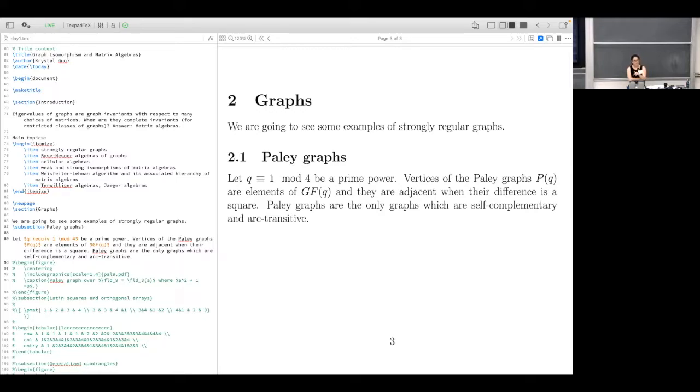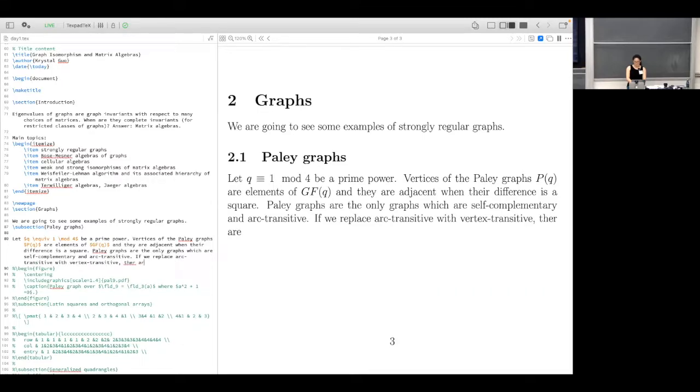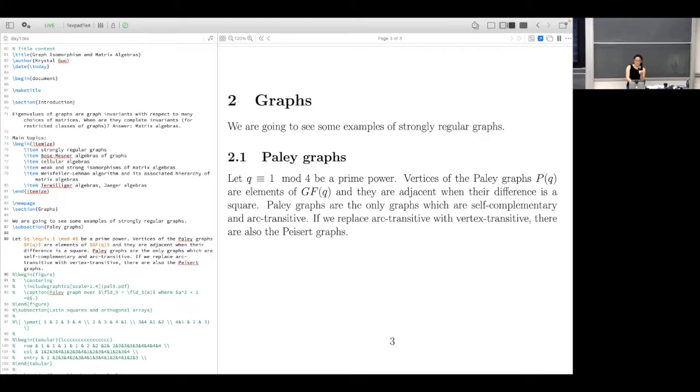There's one more infinite family of graphs, and also one exceptional graph that you can read about in Natalie Mullen's master's thesis. Okay, so if we replace arc transitive with vertex transitive, there are also the Peisert graphs. So these graphs have the property of being the only graphs, well, up to this small exception that exists, which are vertex transitive and also self-complementary, strongly regular graphs of the same parameters when they happen to coexist. And so these are two constructions that are going to be very similar.